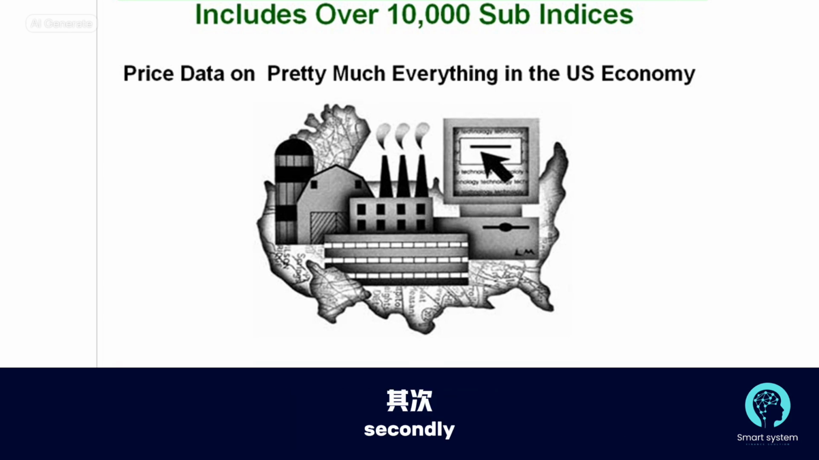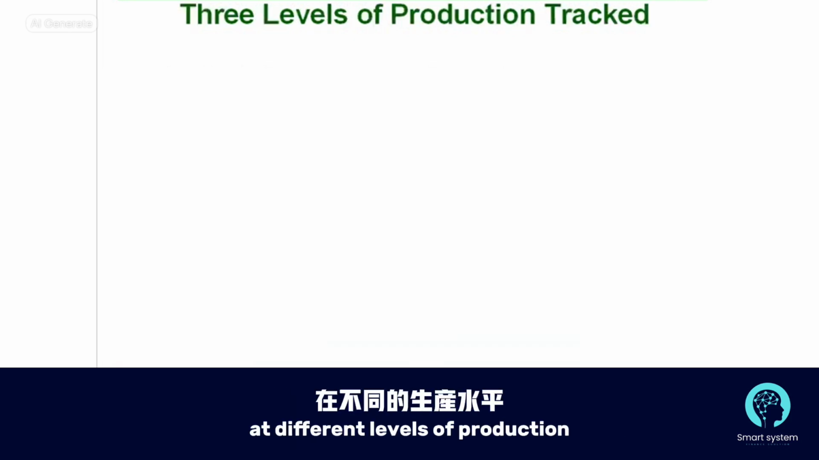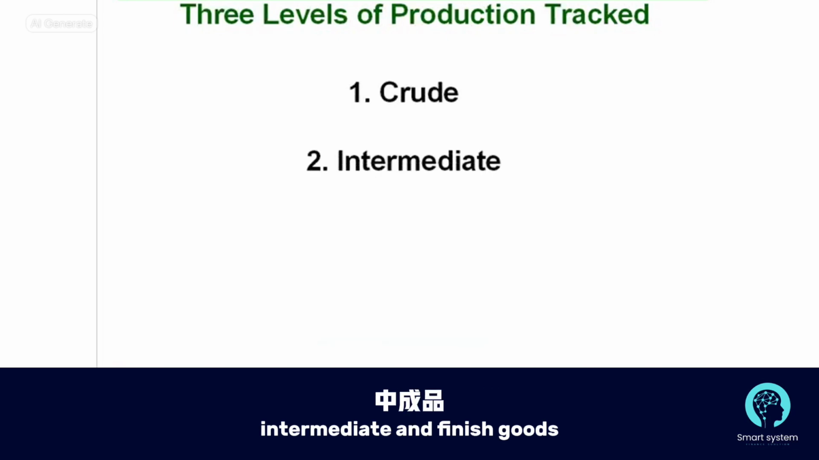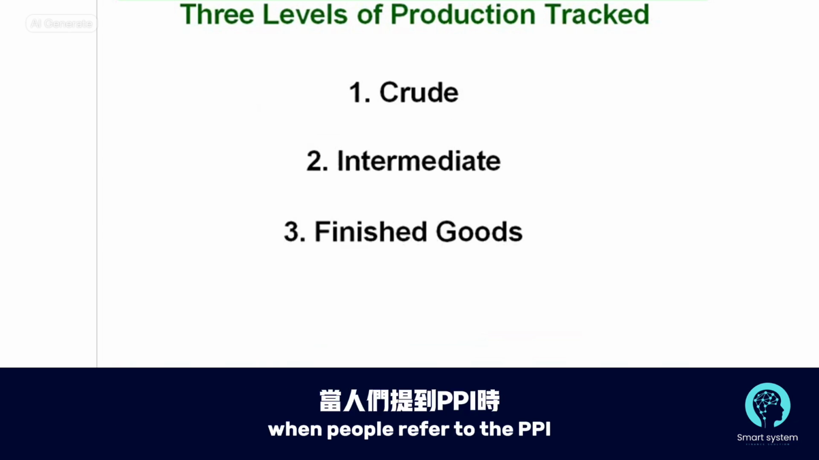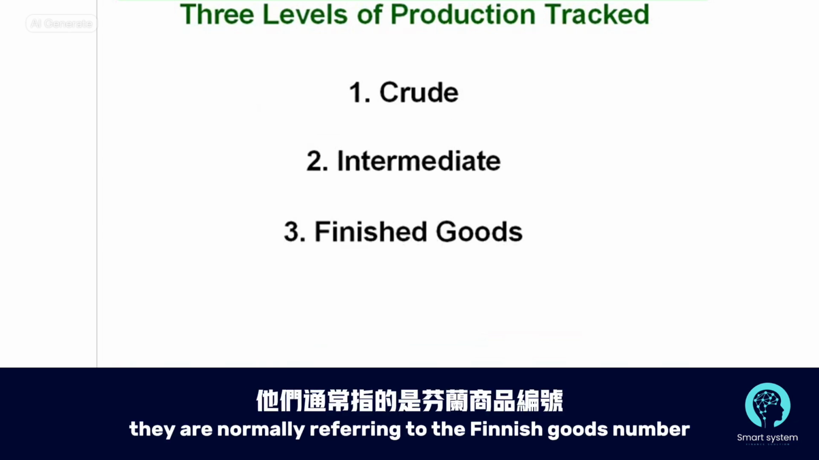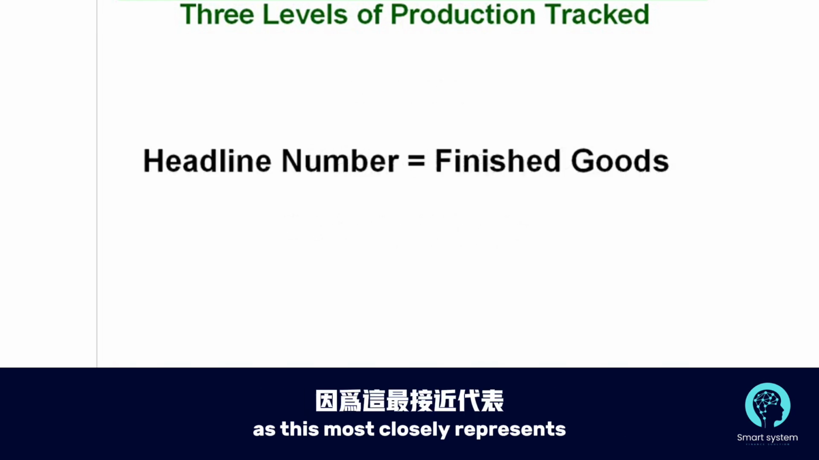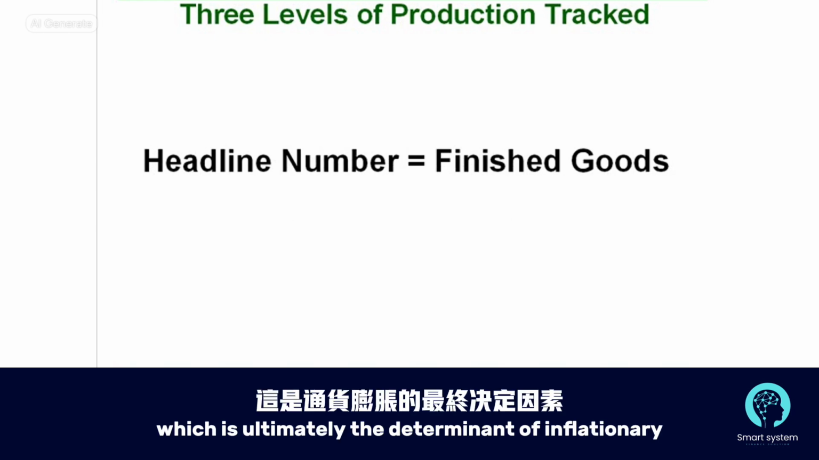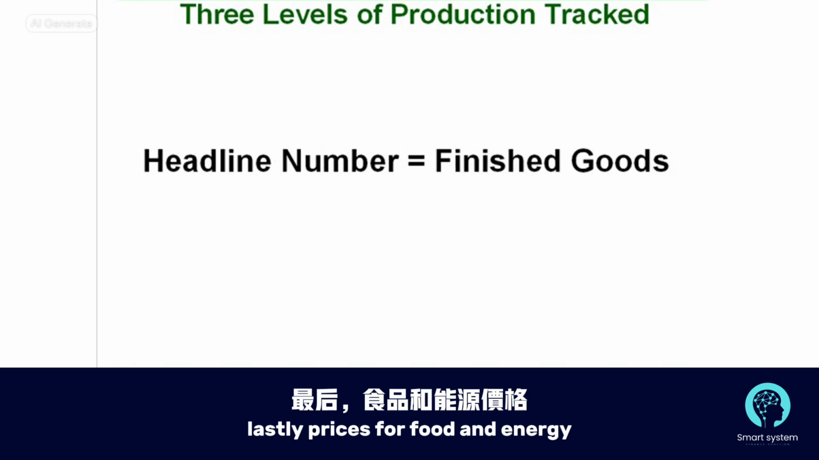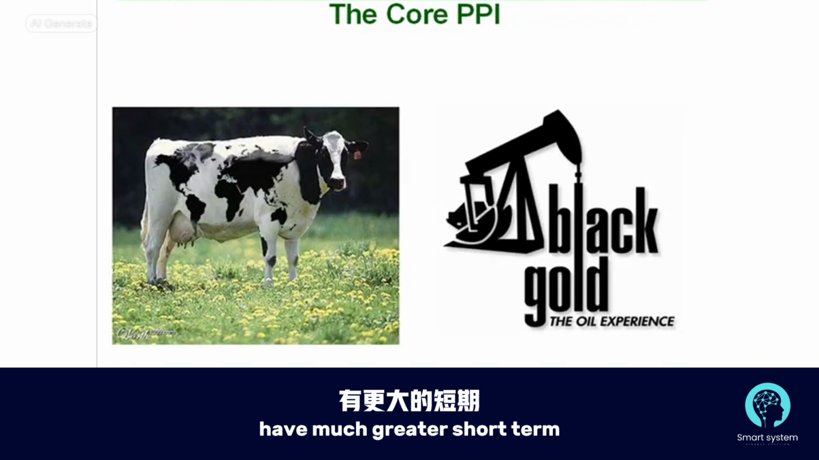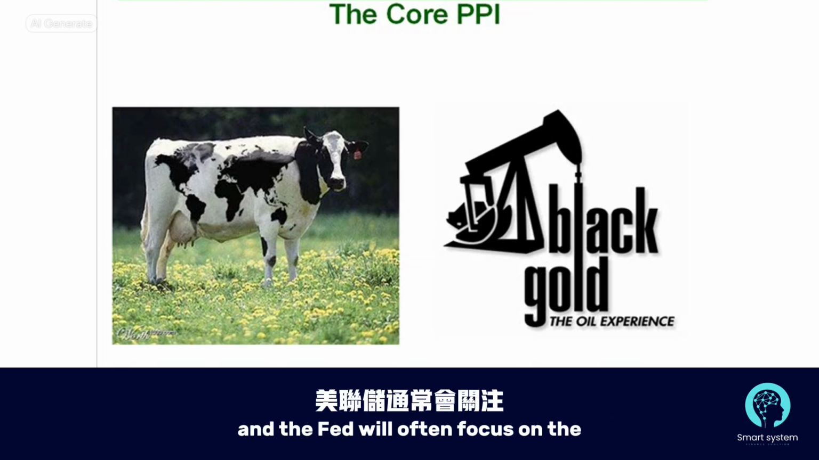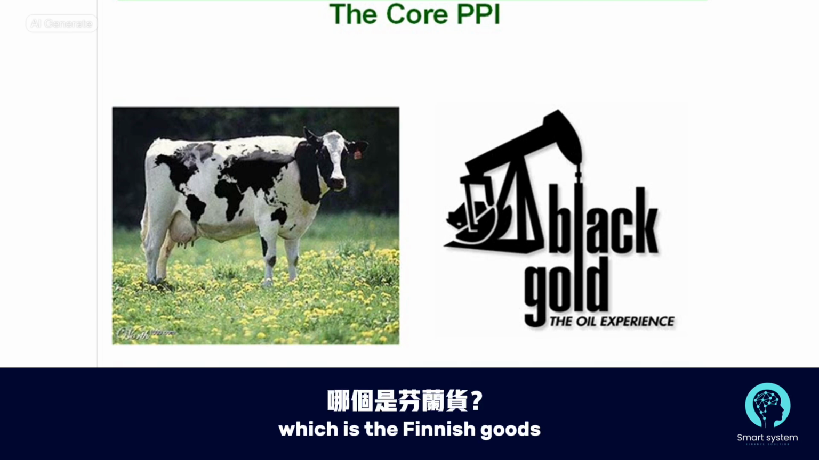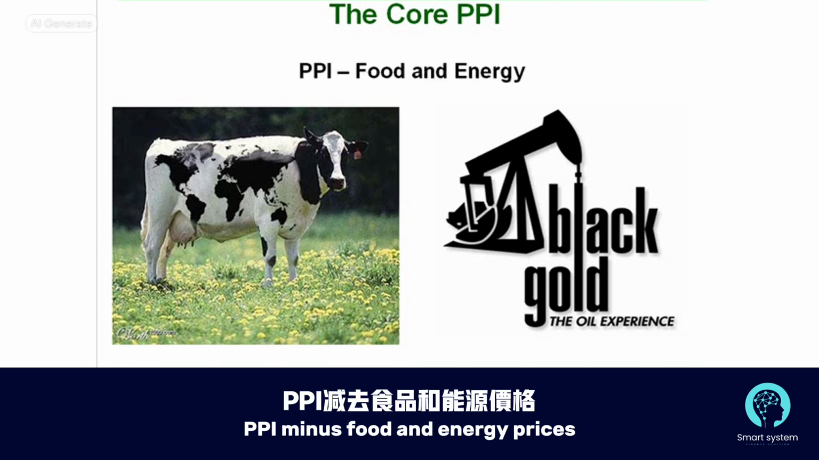Secondly, the price of goods is tracked at different levels of production, the three categories of which are crude, intermediate and finished goods, although numbers for all three are released with the report. When people refer to the PPI, they are normally referring to the finished goods number, as this most closely represents the price which will be paid by the end consumer, which is ultimately the determinant of inflationary or non-inflationary pressures in the economy. Lastly, prices for food and energy have much greater short-term volatility than other components of the index. So many market participants and the Fed will often focus on what's known as the core number, which is the finished goods PPI minus food and energy prices.